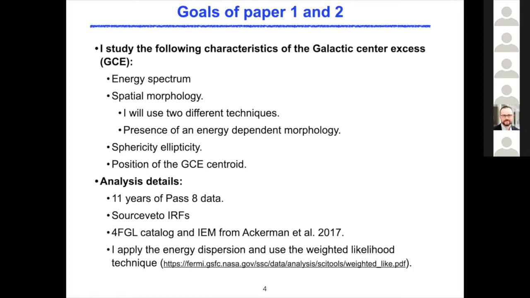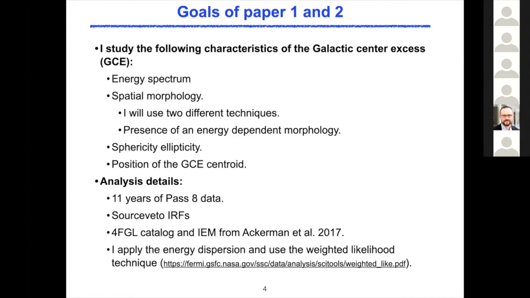So the characteristics of the galactic center excess we are interested in are the energy spectrum, the spatial morphology, and if there is an energy dependence, an energy variation of the spatial morphology, and the sphericity, so ellipticity, and the position of the galactic center excess.